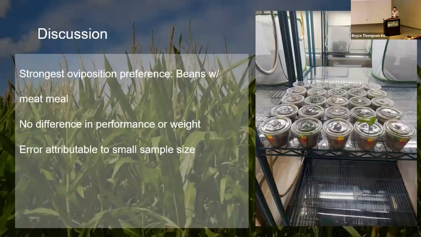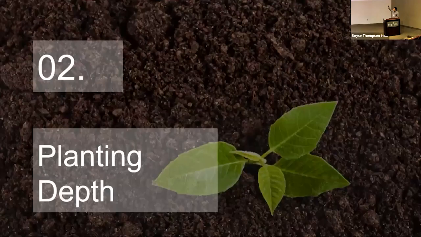So like I mentioned earlier, there was strongest preference in the beans with meat meal sample. There was no difference in performance or weight, and some of the error bars are pretty large. We attribute that to a large amount of variability. There were a lot of zeros in there. We had samples where nothing survived. And that's just part of working with seed corn maggots.